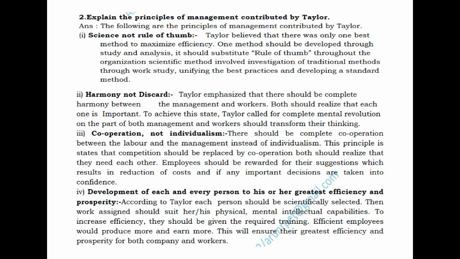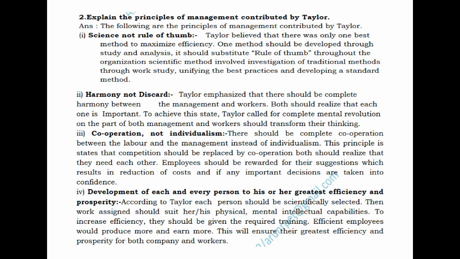One is science, not rule of thumb. Second one is harmony, not discord. Third one is cooperation, not individualism. And the fourth one is development of each and every person to his greatest efficiency and prosperity. So this question is very important. So your first question, that is significance of principles of management, as well as the principles of scientific management, which is contributed by Taylor, is also important.